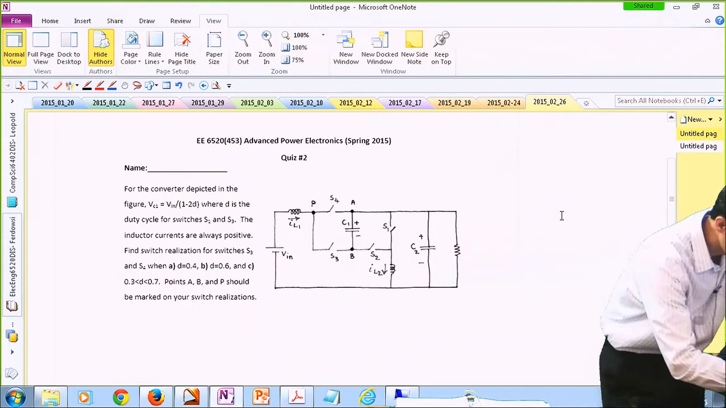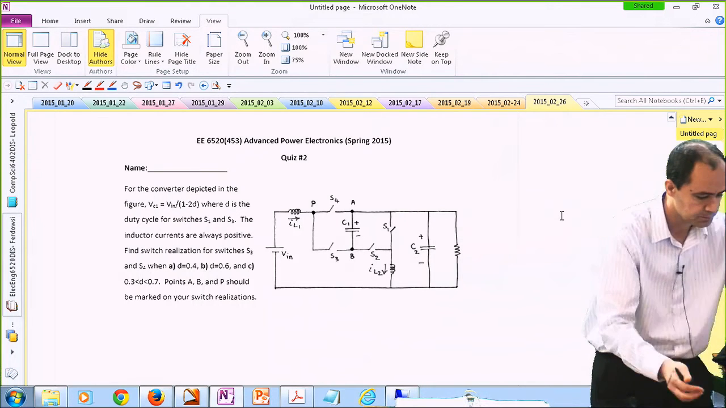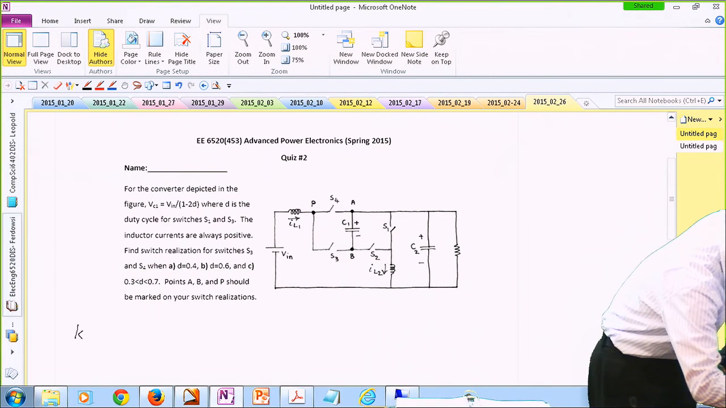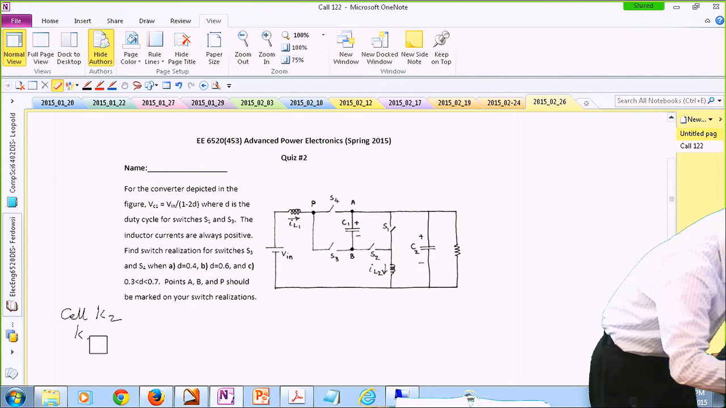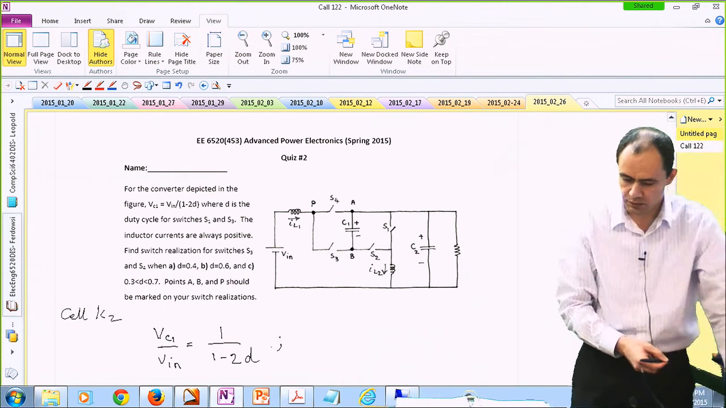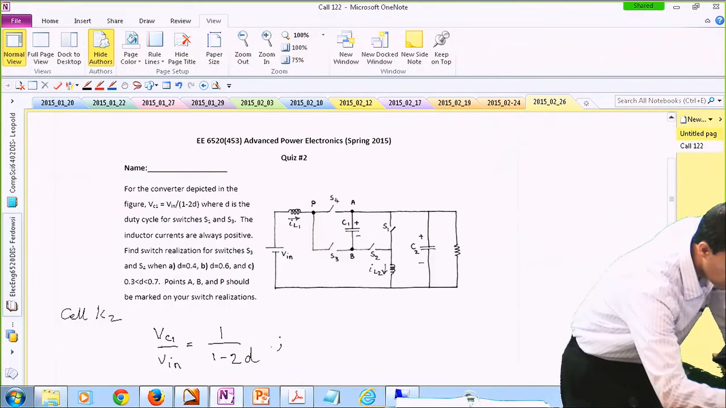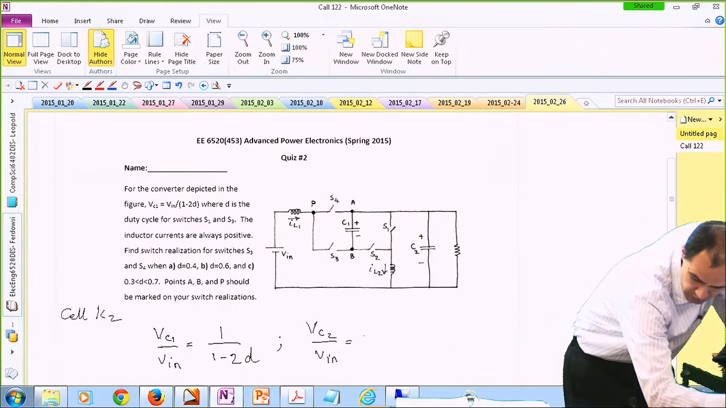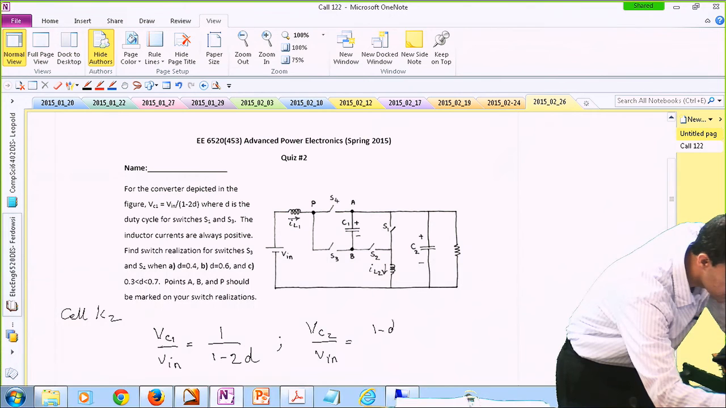As it turns out, this is actually cell K2 of that paper. I have already provided the equation, but if you are curious about what happens to the output voltage, VC2, or the output voltage over Vin, is 1 minus D over 1 minus 2D.